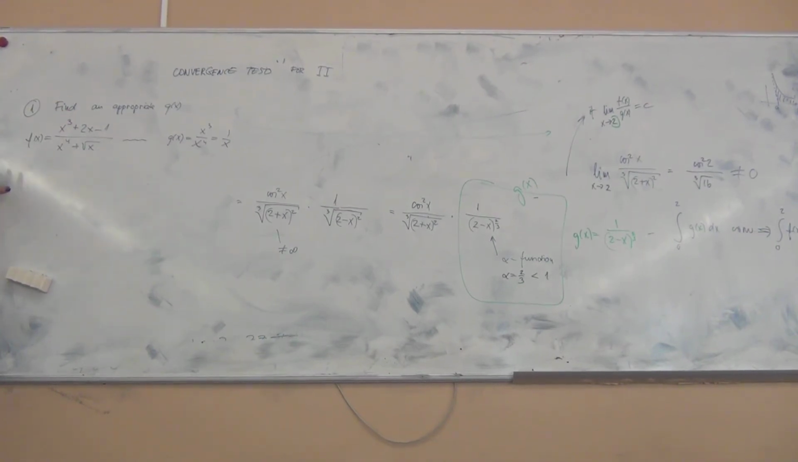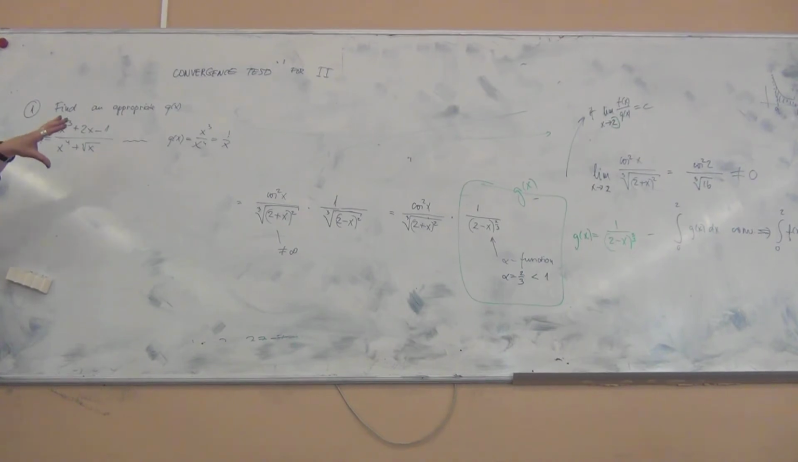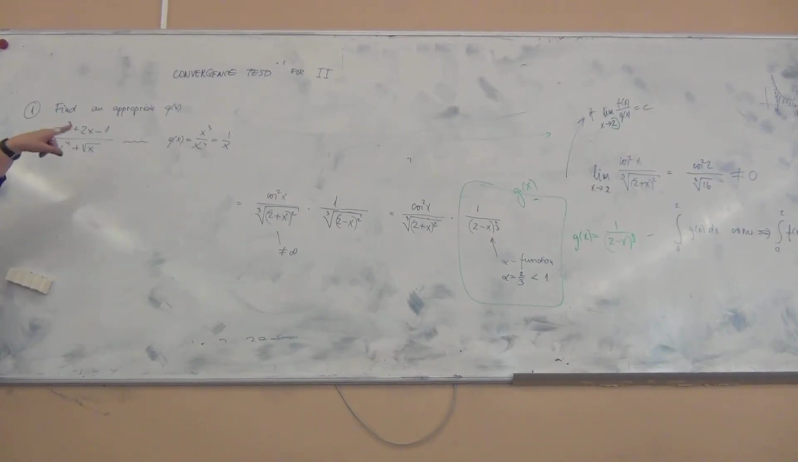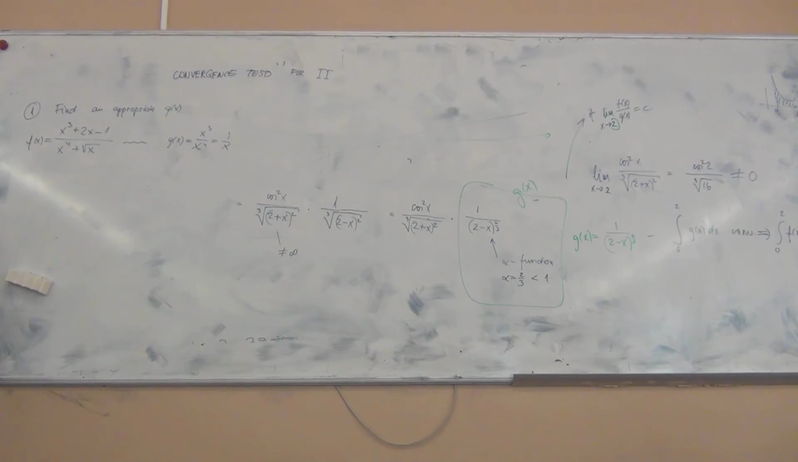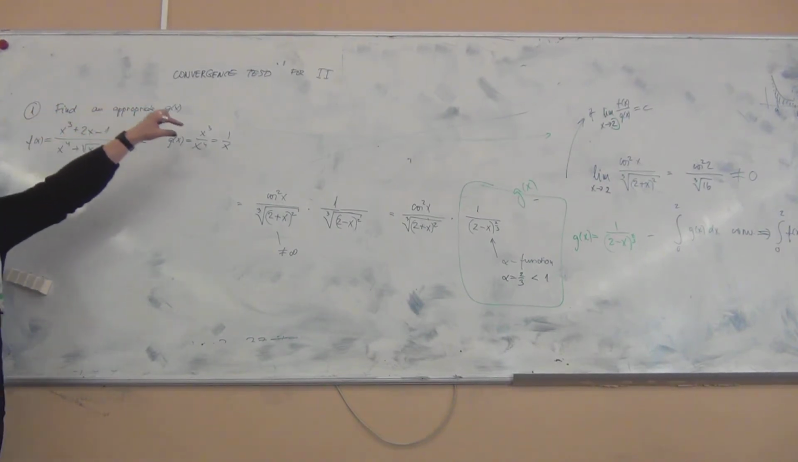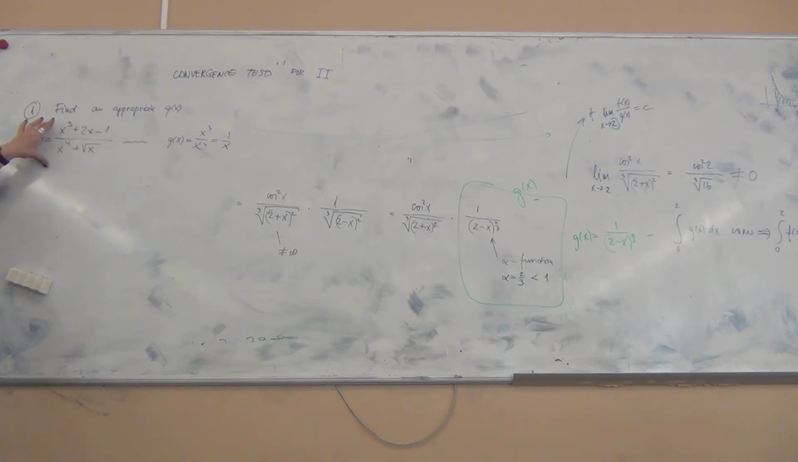If you look at how those limits work, you will see that the ratio tends to some constant. In this case, it will tend to 1, because if I divide this by 1 over x, it means I multiply this by x, so the limit will be 1.